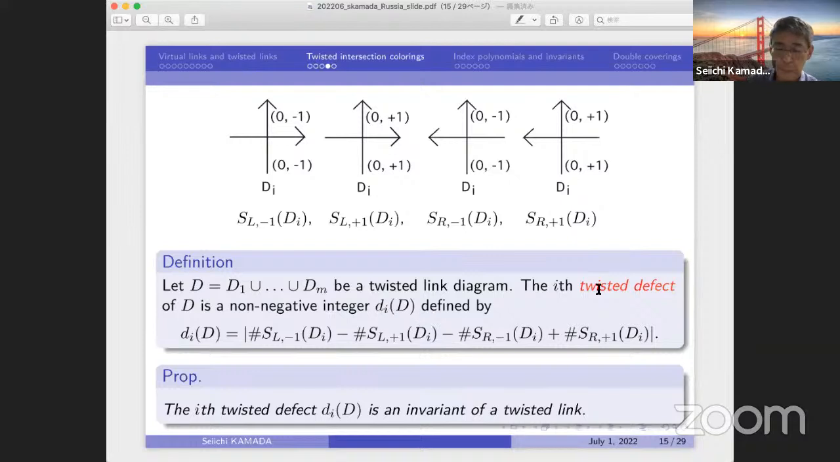non-negative integer. Okay, this is called the twisted defect on Di. This number is an invariant of twisted rings, so this number does not change under extended Reidemeister moves. And also it does not depend on the choice of the modulo coloring. This number is very important for our invariants. Very weak and simple invariant, but it's important.